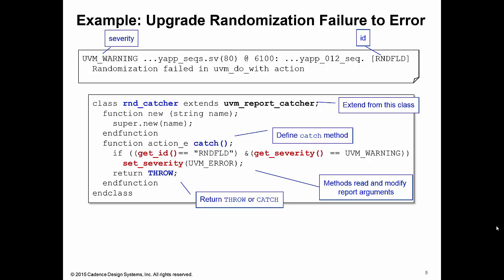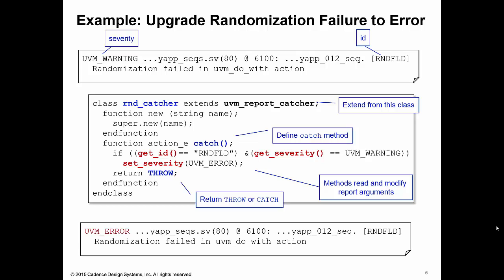Then I'm going to return the THROW action here because I want to pass the message onto the handler for further processing. So now when I apply this RND catcher report catcher, I expect the message to be modified, and I expect the message issued by the UVM library on the randomization failure to now have a severity of UVM_ERROR. Let's show another example.